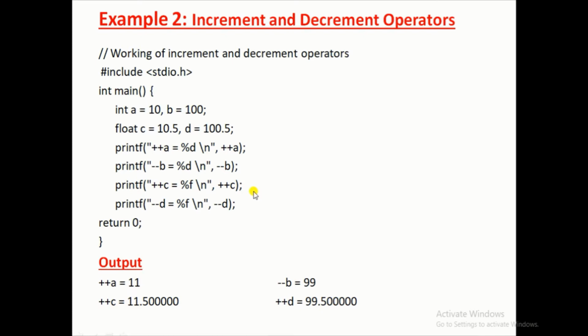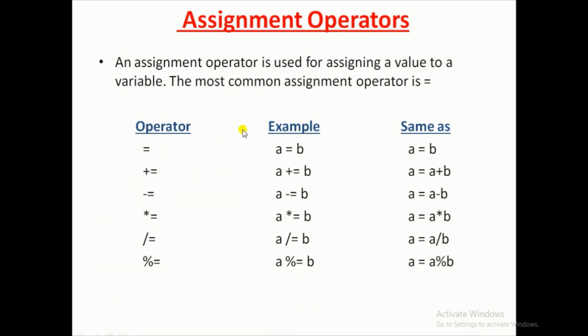Okay, next we talk about the assignment operators. When we're doing any operation like addition, subtraction, multiplication and division, we can use the assignment operator. Basically, this sign is the assign sign, and if we want to assign any value to any variable, we use this assignment operator. An assignment operator is used for assigning a value to a variable.